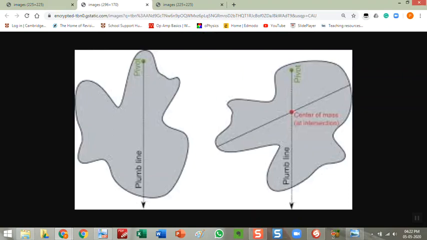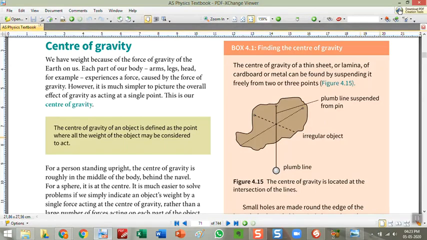Here's another example here. So we put the pivot, we hang the plumb line, and it will automatically adjust. The object will adjust so that the center of mass is right below the pivot. Okay, back to our textbook.